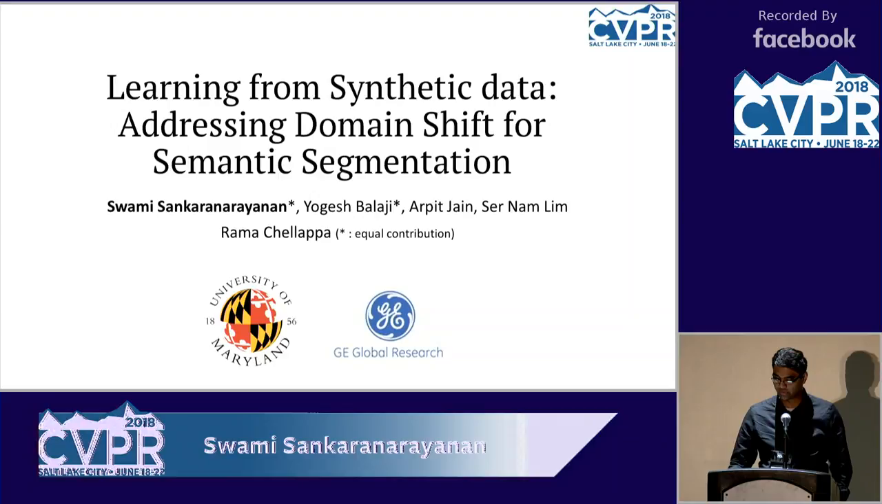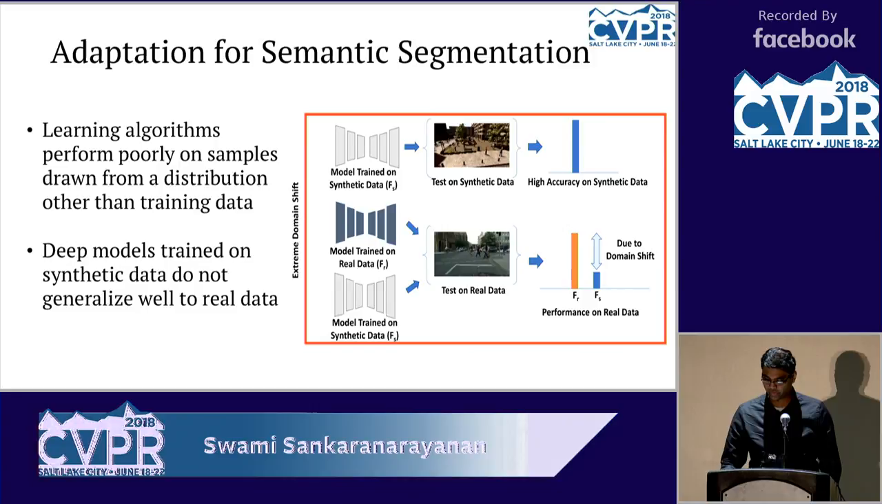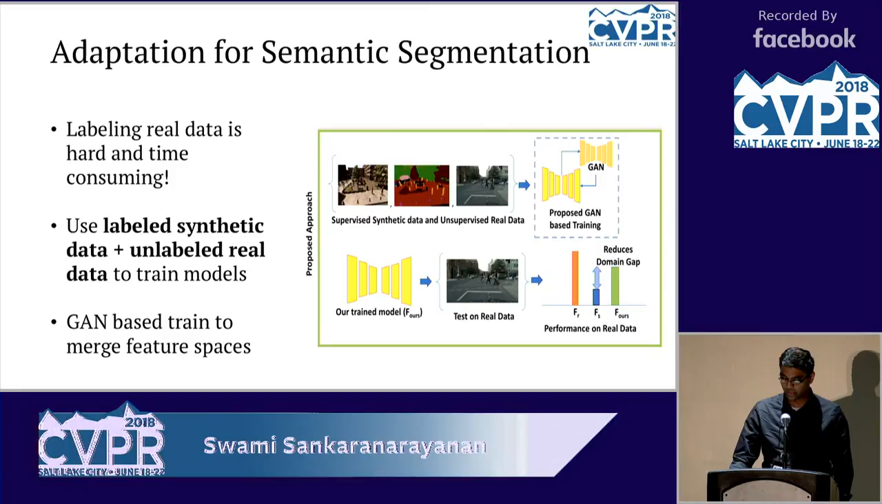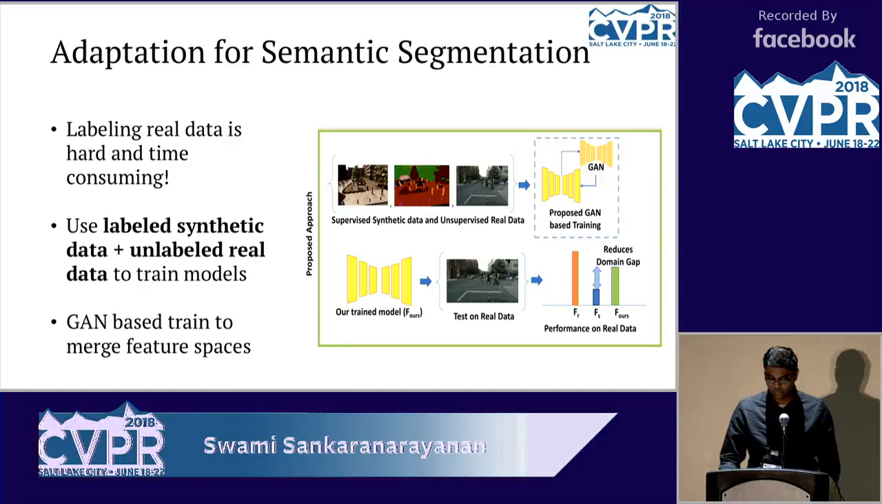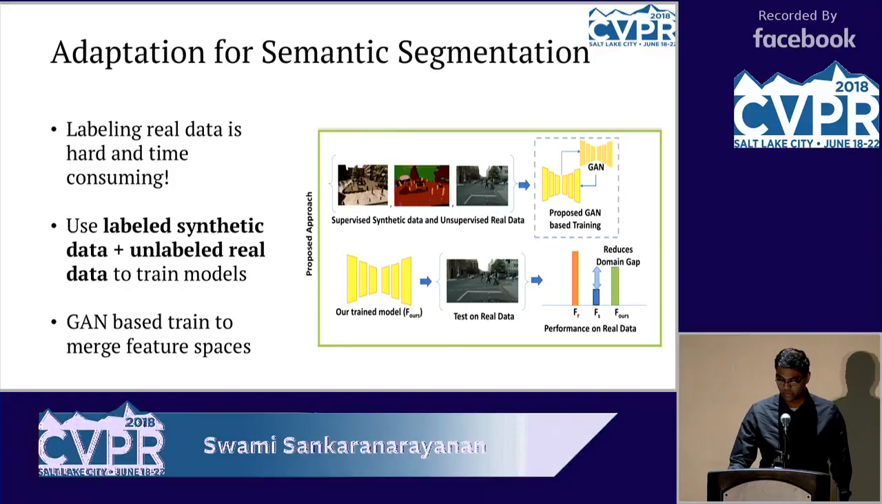The problem of extreme domain shift is illustrated in this figure. Deep network models generalize poorly to novel data drawn from a different distribution compared to the training data. We have illustrated the problem here with the shift between synthetic and real distributions. The objective is to utilize synthetically generated labeled data and unlabeled real data to reduce domain shift when evaluated on real data. We propose a GAN-based training approach to learn a common feature space where the distance between source and target distributions is minimized. Contrary to a few other approaches to domain adaptation, we address the large-scale semantic segmentation task, which increases the practical significance of our work.